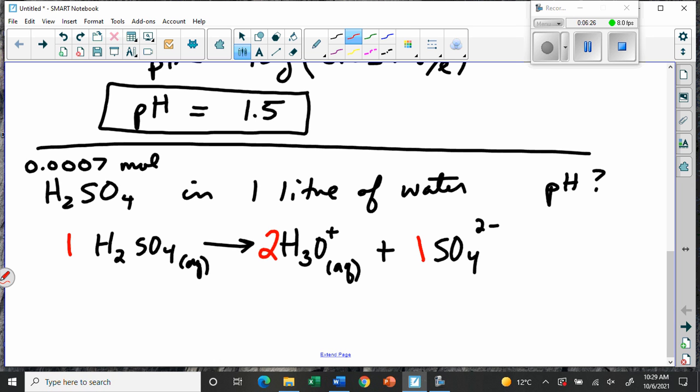Okay, so that means if I have 0.0007 moles of this acid, then the hydronium is going to be twice as much. So I have to multiply it by 2 to get the proper amount of moles. So that's different from the last one. So you have to watch how many hydrogens there are in the acids. That's kind of important. Okay.